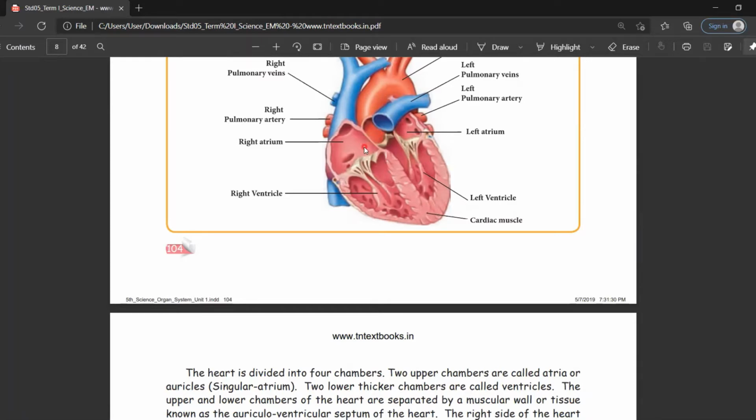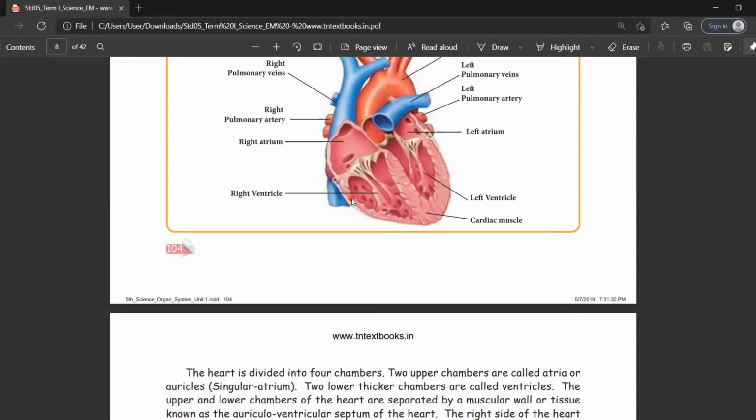The other name is auricles. So single chamber we call atrium. Okay children, atrium. 2 lower thicker chambers are called ventricles. So 2 lower chambers are called ventricles. Okay children, this is one chamber and this is one chamber. It is thicker chamber.